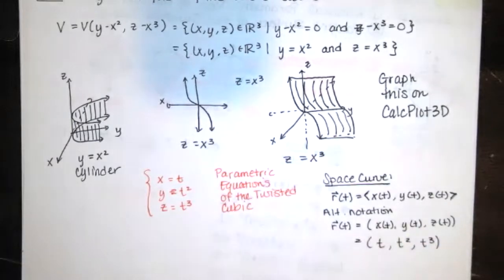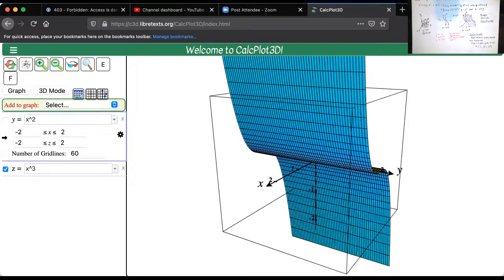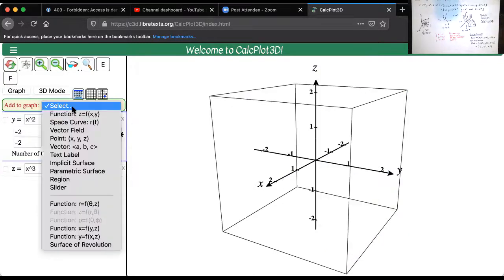So let's do that in CalcPlot 3D. Okay, so we've got y equals x squared over here and z equals x cubed back here. And we know that the curve of intersection is right here, and we're calling that a twisted cubic. It looks like a cubic function, but it's twisted because we're looking at where a cubic function intersects with that parabolic surface, that parabolic cylinder. Rather than looking at it this way, let's look at it without the distraction of the two surfaces.